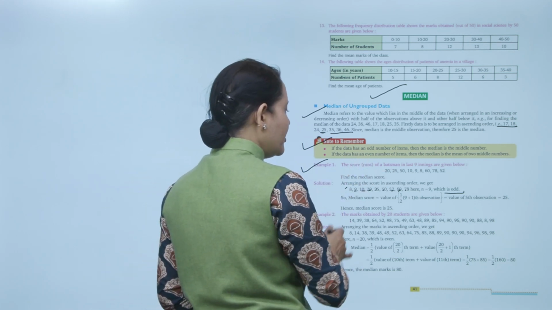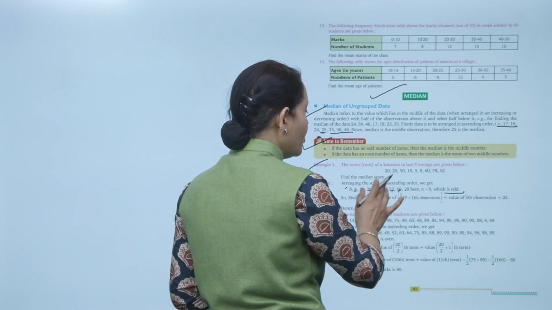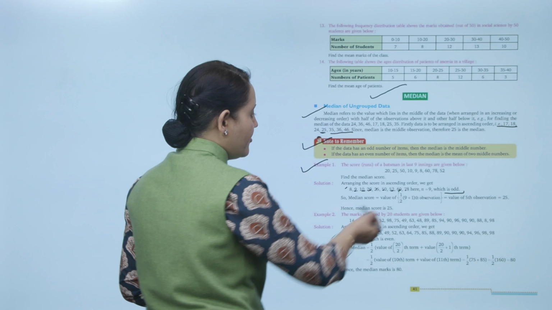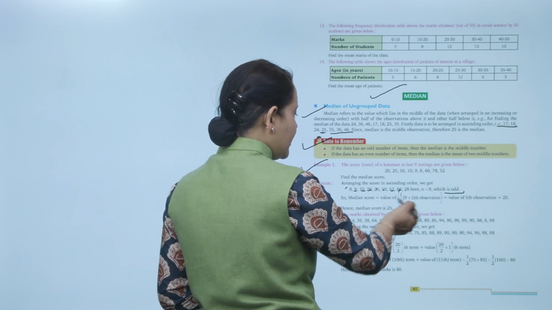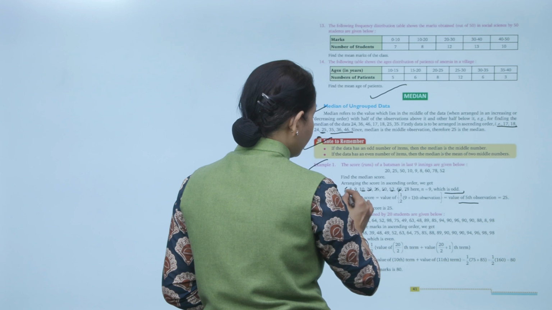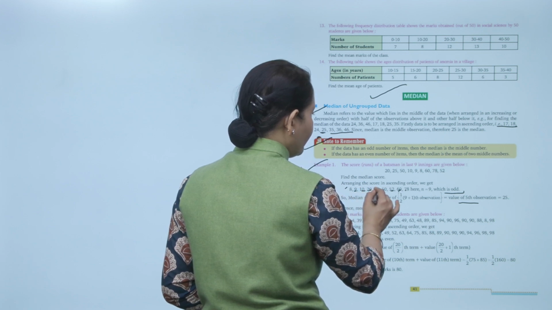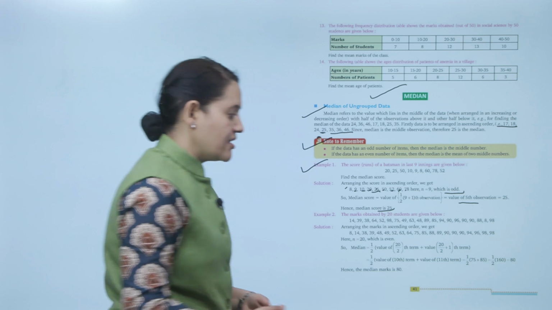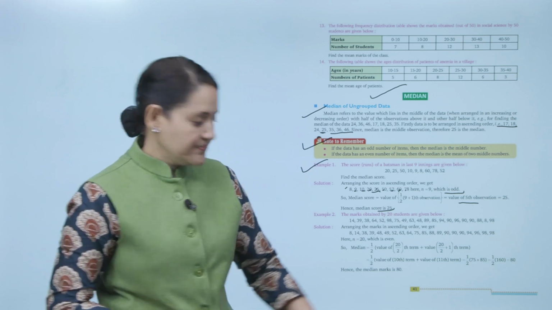So, the median score is the (1/2)(9 plus 1) observation. Okay? 9 plus 1 is 10, divided by 2, that is the 5th observation. What is the 5th observation? 1, 2, 3, 4, 5. So, 25 is our median. Clear?